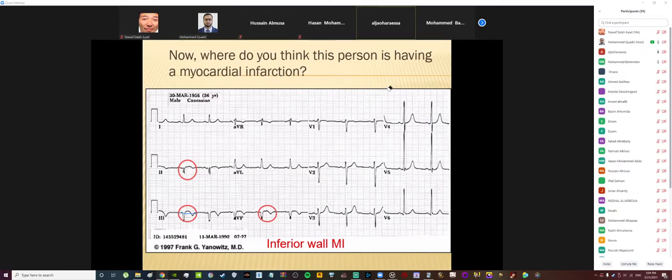Doctor, what about V1? There is a small elevation. Where? V1. You see, there is no elevation. Flat. I think it's small. It should be more than 2 small squares. Elevation should be more than 2 small squares. I told you. Where is the elevation? Flat. Okay. Clear? Yes. Okay. So this is inferior wall myocardial infarction.